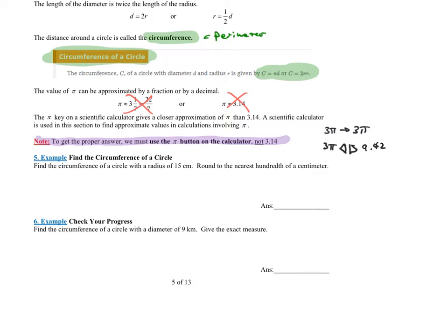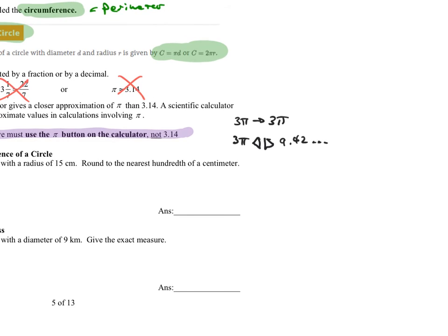9.42, and that's an approximate version. Okay, so it continues on there forever. So when you leave an answer like 3 pi, this is called the exact answer. If they ask for the exact answer, that's what they want. If you leave your answer like this, it is called the approximation.